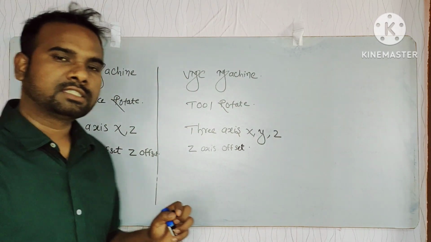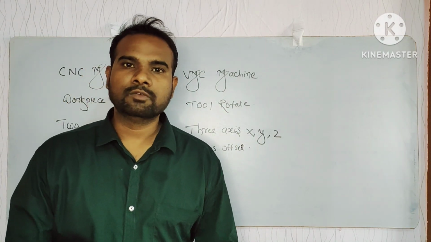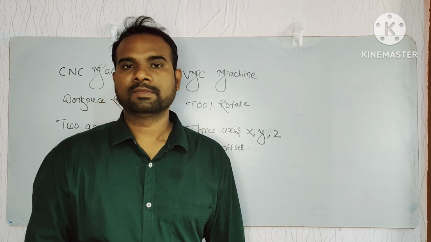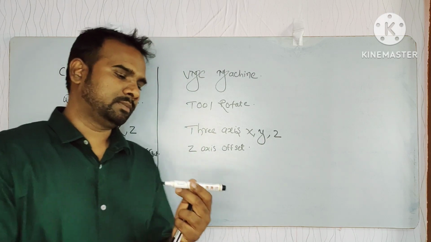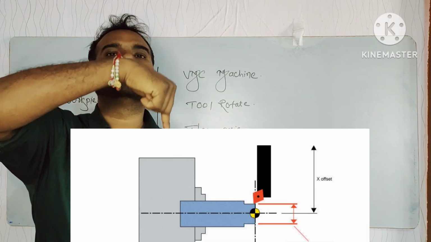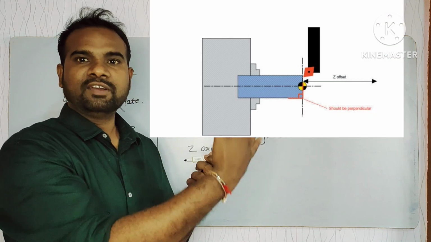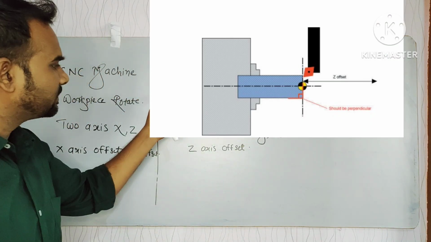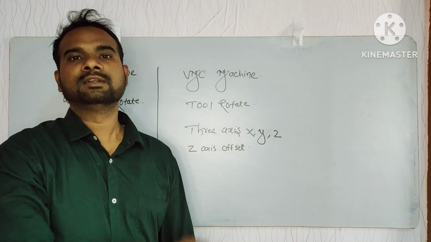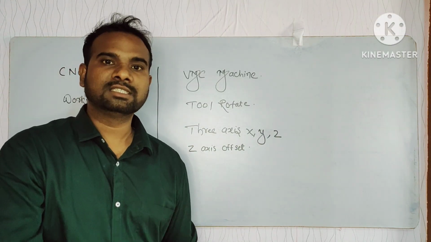Guys, whenever we assemble a new tool on CNC machine, we always have to take two offsets. First offset is X offset, means X0 on the OD of the job, and the second offset is Z0 on the end face of the job. Okay, but in VMC machine we have to take only one geometrical offset of the tool, that is Z0.